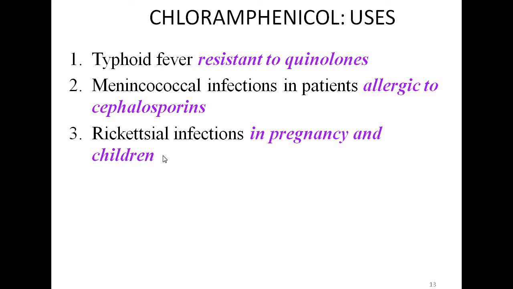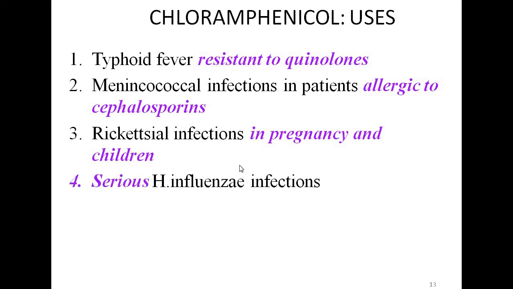Otherwise, the drug of choice for rickettsial infection is a tetracycline. Now, because tetracycline is contraindicated in children and pregnancy, then we think of using chloramphenicol. H. influenzae meningitis, let's say, if it is very serious, chloramphenicol crosses the blood-brain barrier, so we use chloramphenicol. With this, we complete the topic of broad spectrum antibiotics.